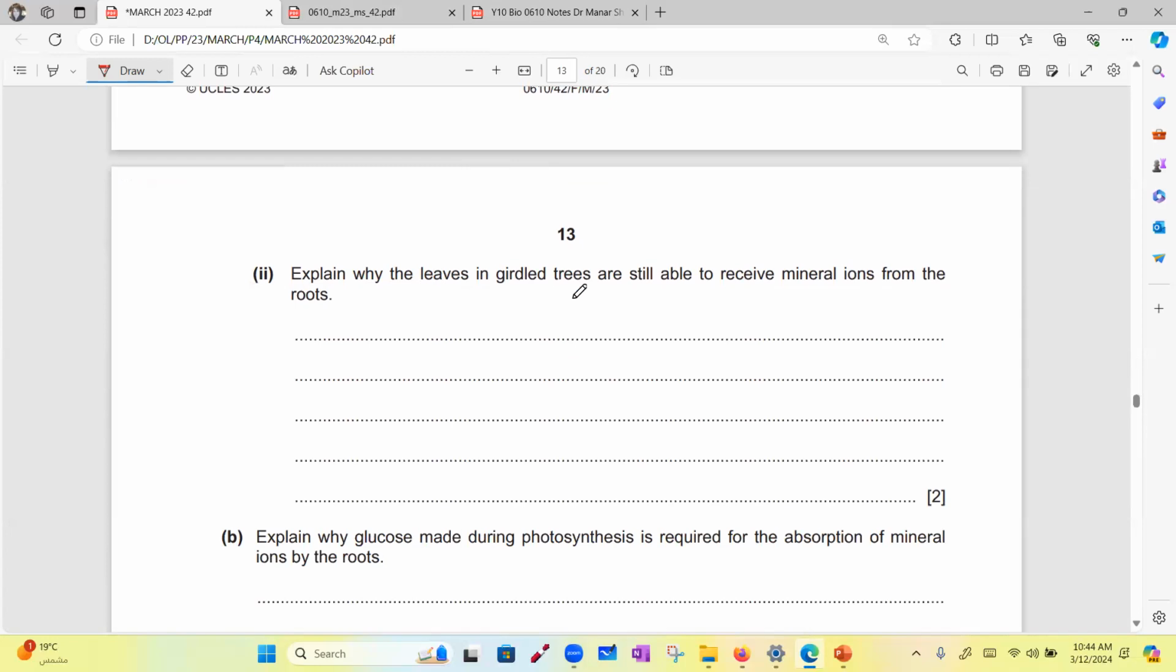Explain why the leaves will still be able to receive mineral ions from the roots. Yes, the xylem was not removed. And the xylem, its function is to transport water and mineral ions. Yes, from the roots to the leaf. Conduction and transpiration stream. So the xylem here is not removed, it's intact.